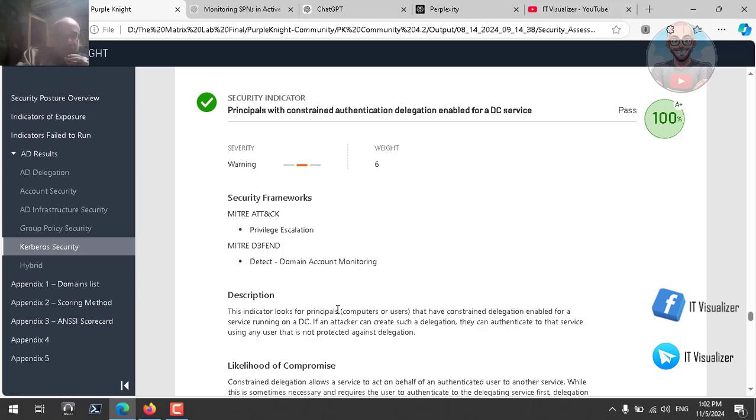The indicator looks for principals, computers or users that have constrained delegation to talk to another service, especially running on a DC. So it's talking to a service running on a DC. If an attacker can create such a delegation, they can authenticate to that service using any user that is not protected against delegation.